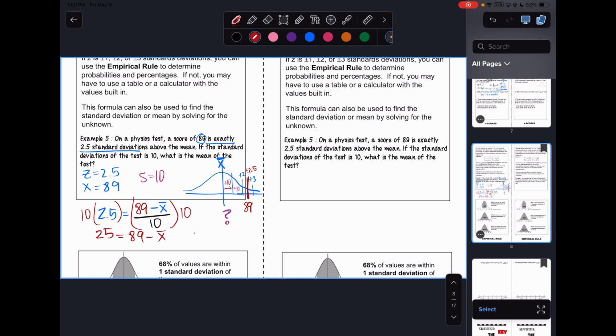How do I solve for the mean? Subtract 89 on both sides. You get a negative 64, and then you would divide both sides, or multiply both sides, by -1. So the mean is going to be 64.